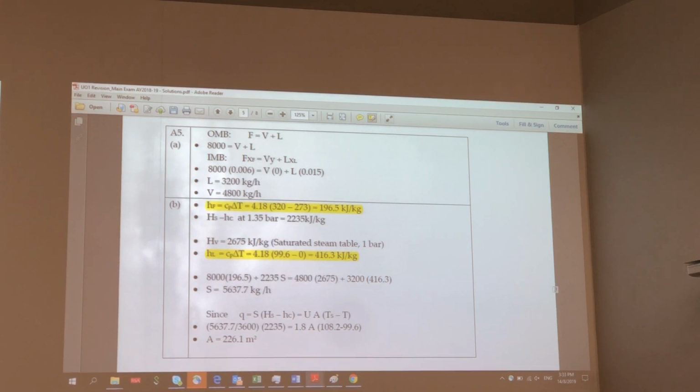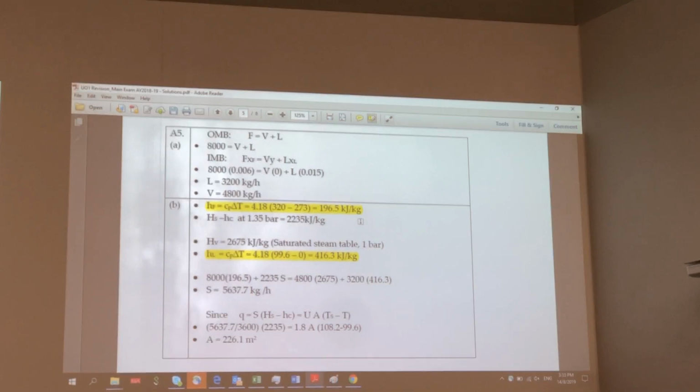Either one will do. Because this one, your direct reading from the steam table, is in degrees Celsius, right? So if it's in degrees Celsius, minus 0. Why minus 0? Because we set 0 degrees as my reference level. It's 0 enthalpy.